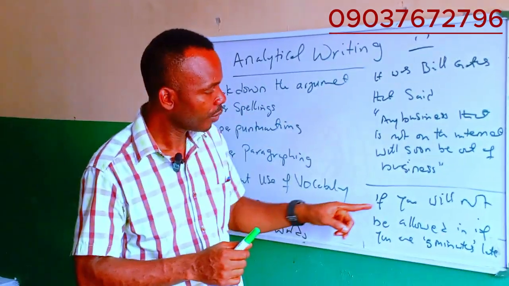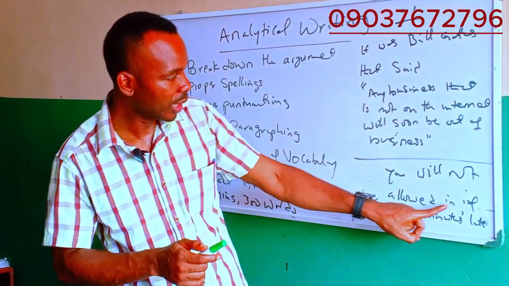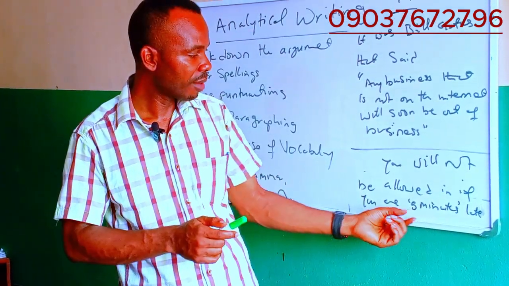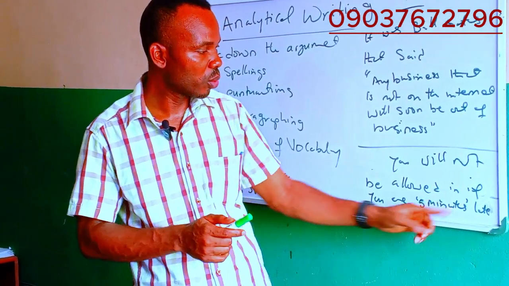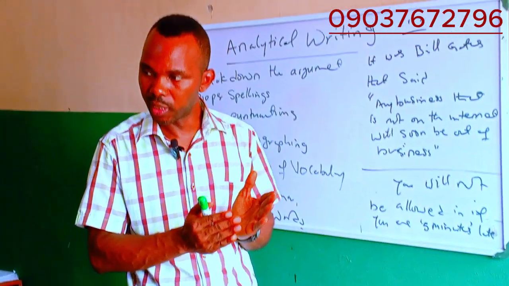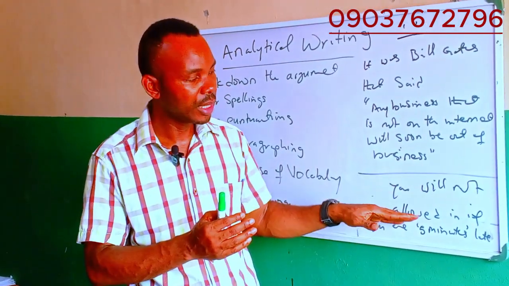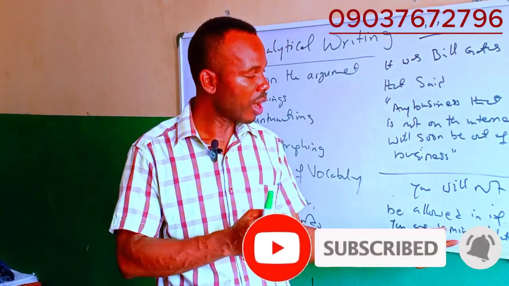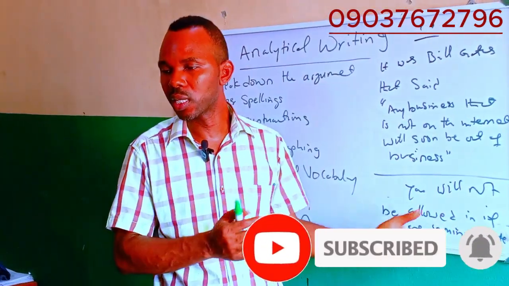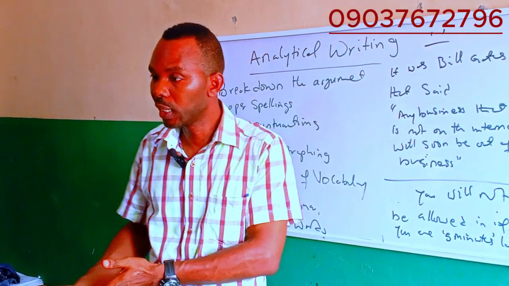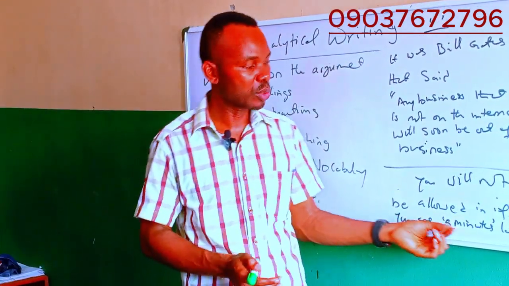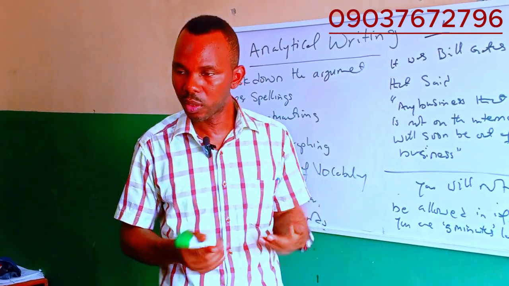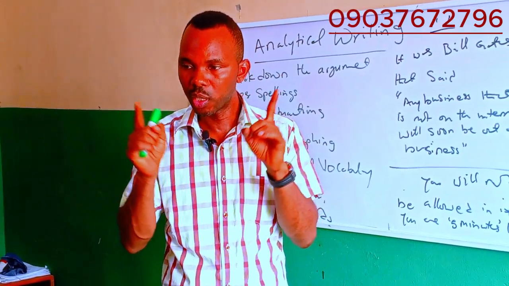So for example, you will not be allowed in if you are '5 minutes' late. The 5 minutes late, I use single quote to surround it so that anybody reading this sentence should pay attention to 5 minutes. So once you are 5 minutes late, according to this sentence, you will not be allowed in. So I want the person to pay attention to 5 minutes. So it's my word. Nobody said it. I'm the one saying it. So I use that single quote. Do you understand that?